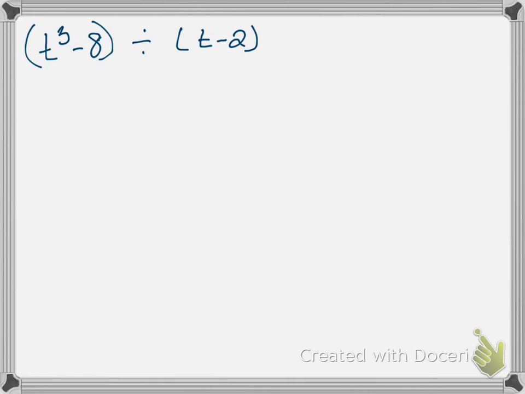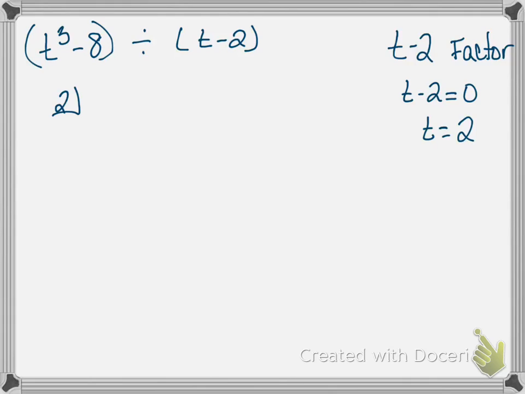Now I've got t to the third minus 8 divided by t minus 2. So I'm going to use synthetic division on this. T minus 2 is my factor. If t minus 2 is my factor, what's my solution? 2. So that is what I'm going to put in my box. Now I want to focus on my t to the third minus 8.